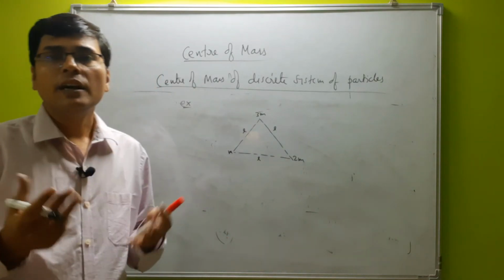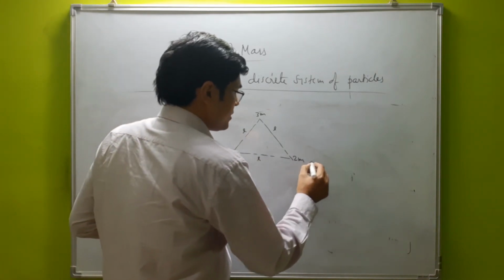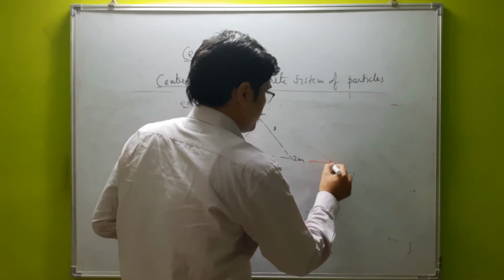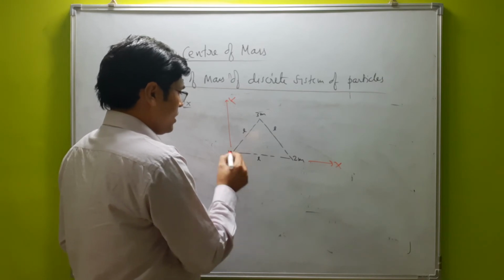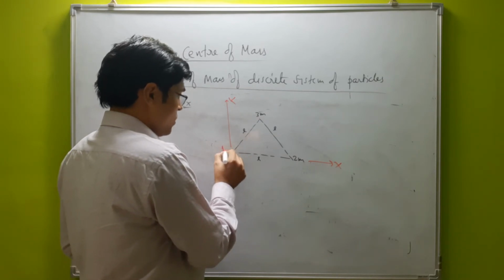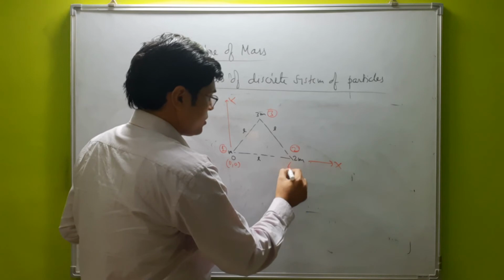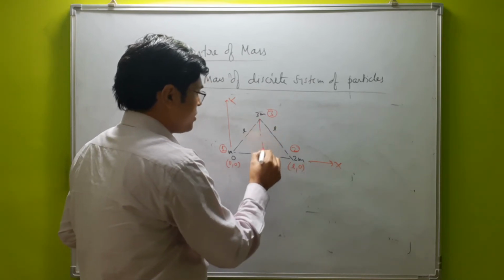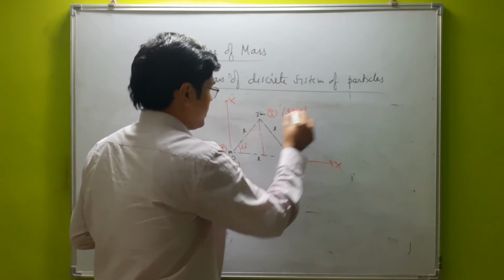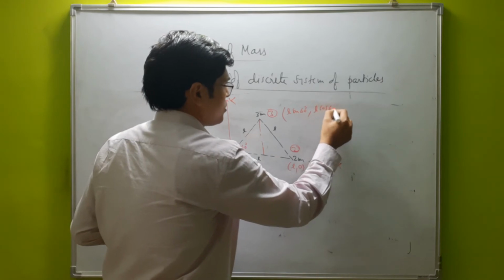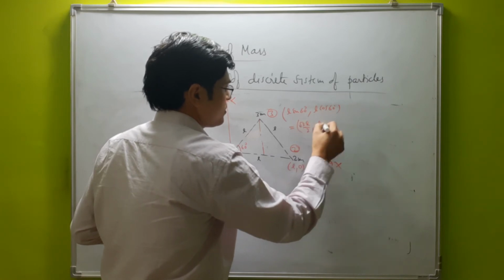So again the first step would be to define your coordinate system. Let's take the origin over here, this is my x-axis, and this is my y-axis. Now assign the coordinates of all these points. Again assign which one is 1, which one is 2, and which one is 3, right? So this is (0, 0), this is (L, 0), and this would be at 60 degrees. So this would be L cos 60 degree along x and L sin 60 degree along y. So this is basically (root 3 L by 2, L by 2), right?